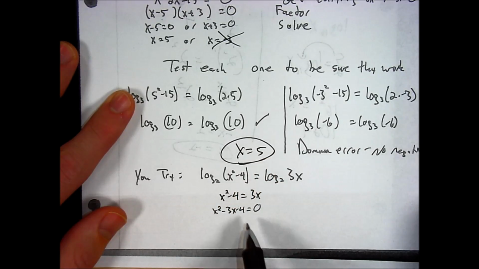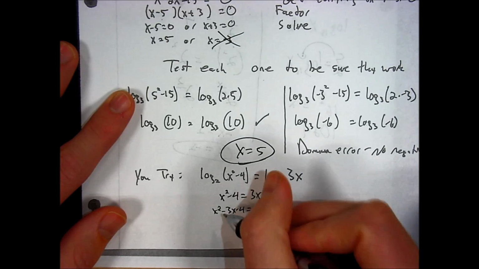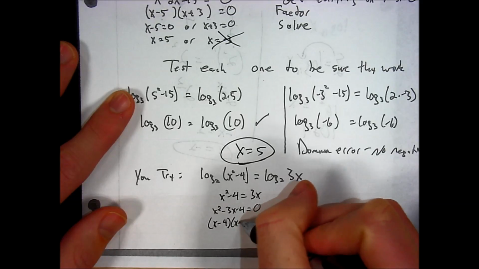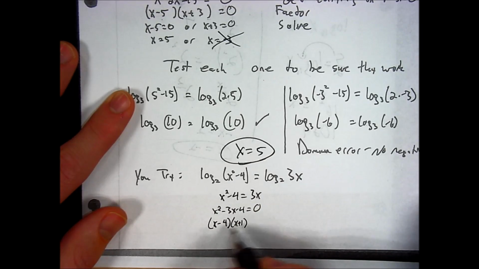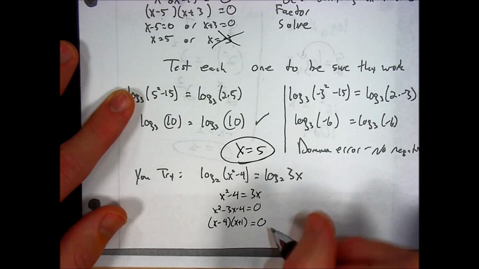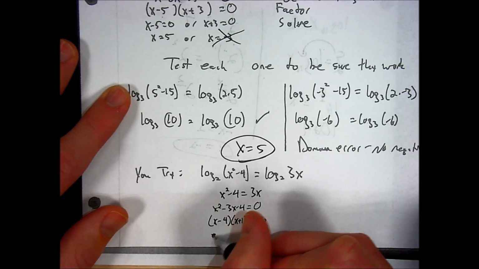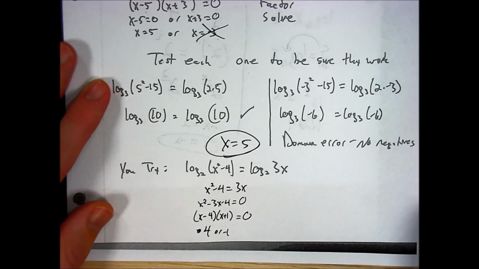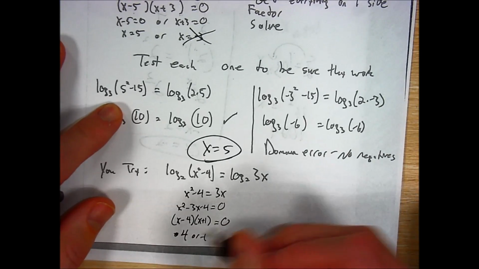We'll factor what multiplies to -4 and adds to -3. How about x minus 4 and an x plus 1? -4 times 1 is -4. -4 plus 1 is -3. So my answers here are going to be positive 4 or -1. Go ahead and test those out.